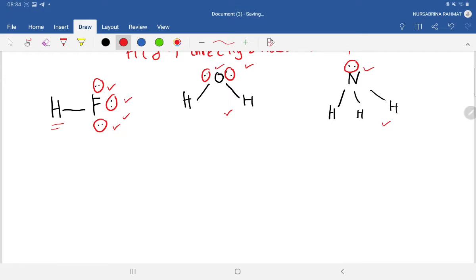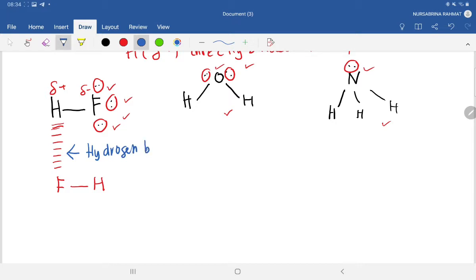So how does hydrogen bonding form between these molecules? Between HF molecules, this H will be partially positive and this fluorine will be partially negative. This dashed line indicates the hydrogen bond. So this H will form a hydrogen bond with a fluorine atom of another HF molecule. This one we name as a hydrogen bond.